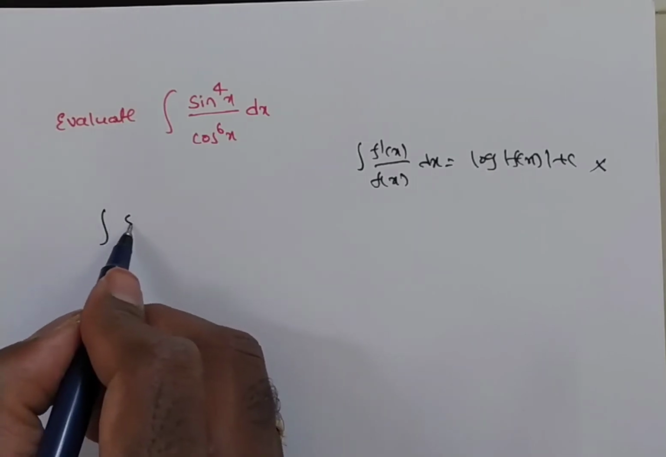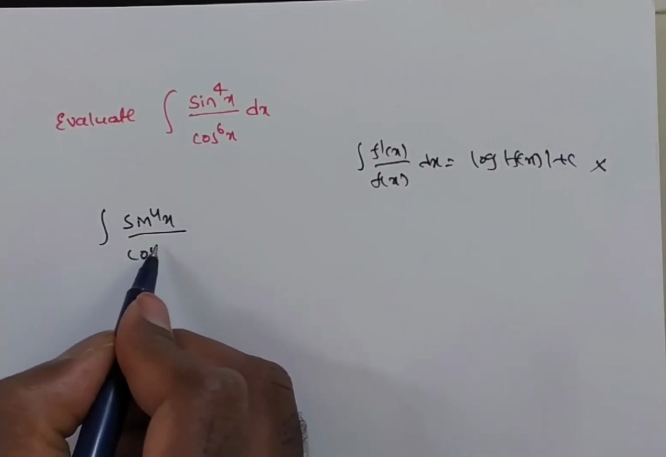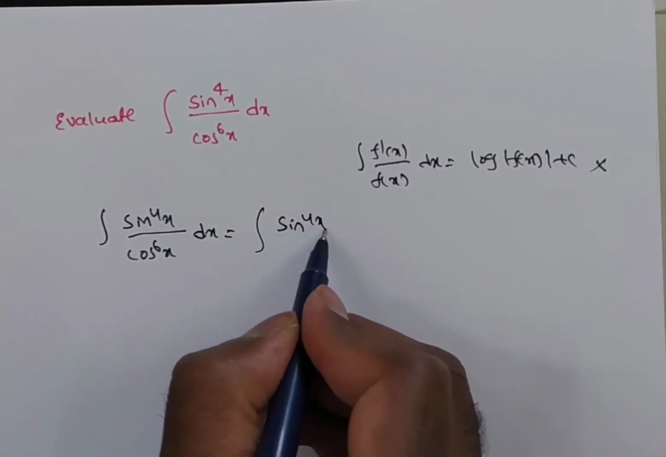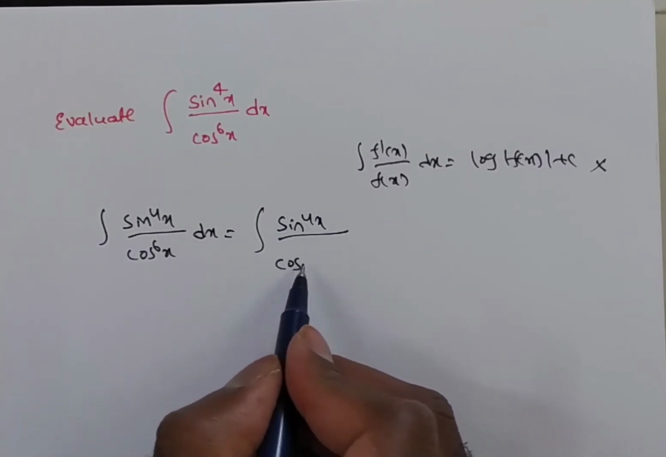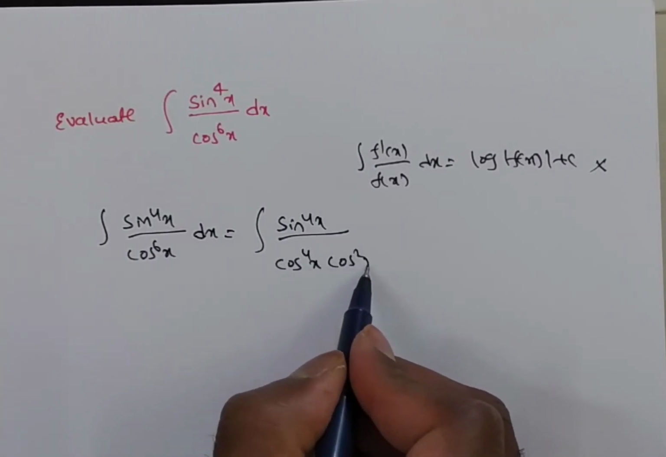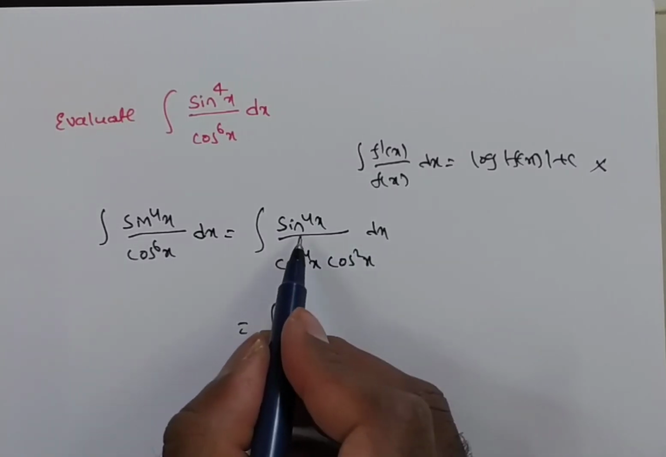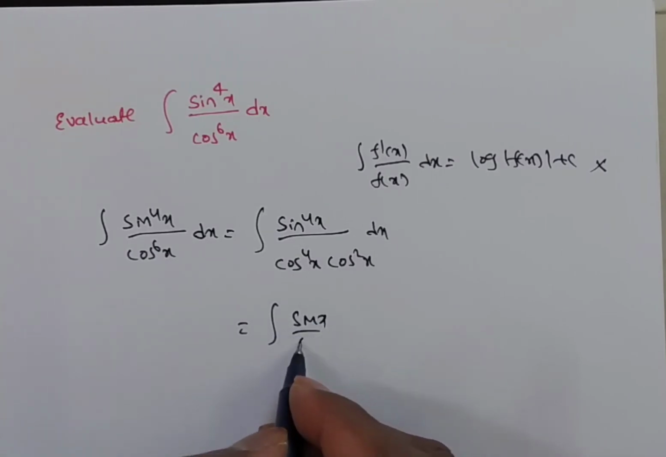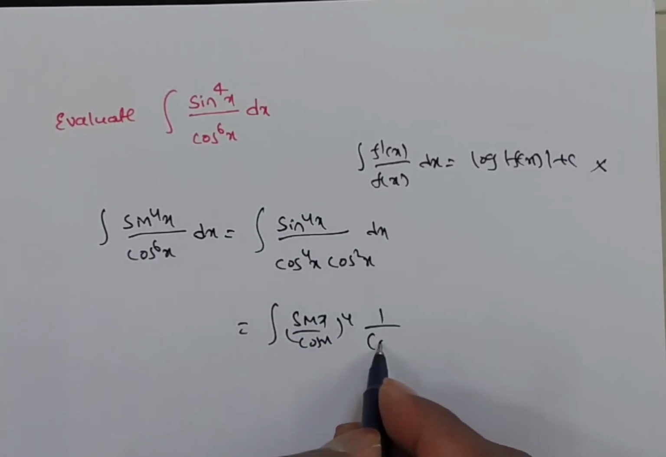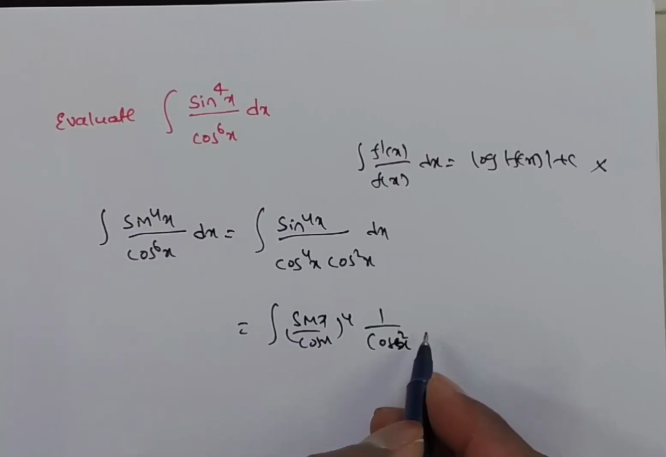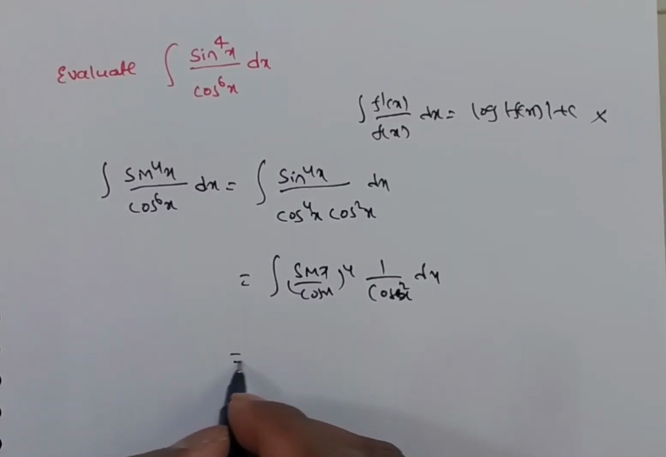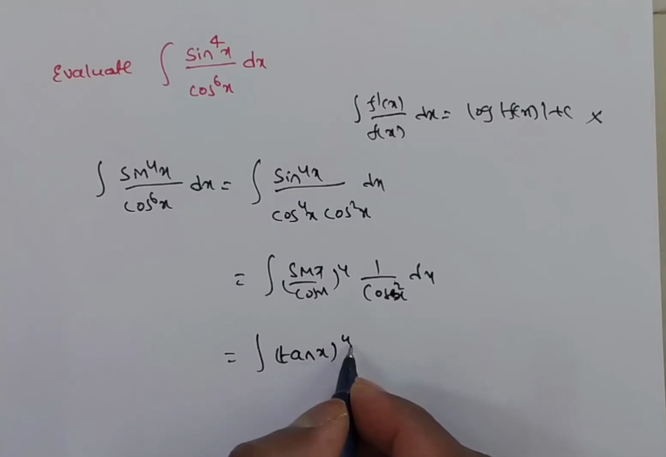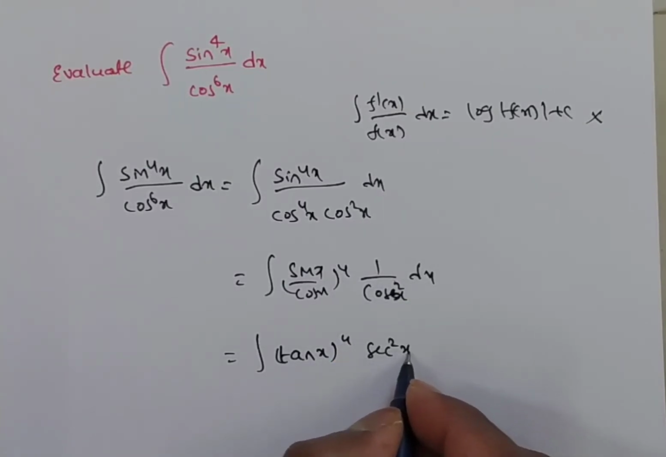Now what we have to do? See friends, you have sin to the power of 4 by cos to the power of 6 dx. Go for another method. Another method means we can rewrite the denominator. Can I write cos power 6 as cos to the power of 4 into cos square x? Yes. So sin to the power of 4 by cos to the power of 4 can be written as sin x by cos x whole to the power of 4 into 1 by cos square x dx. Now sin by cos is nothing but tan x to the power of 4, and 1 by cos square is secant square x dx.